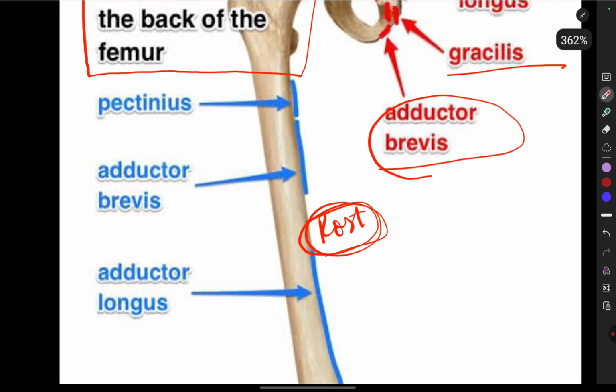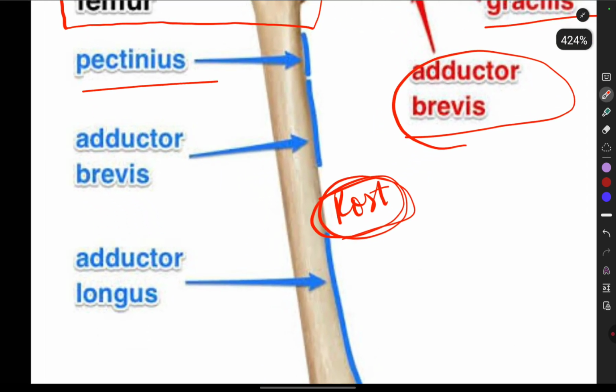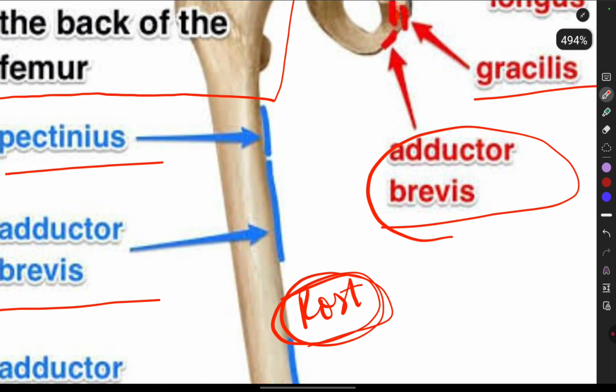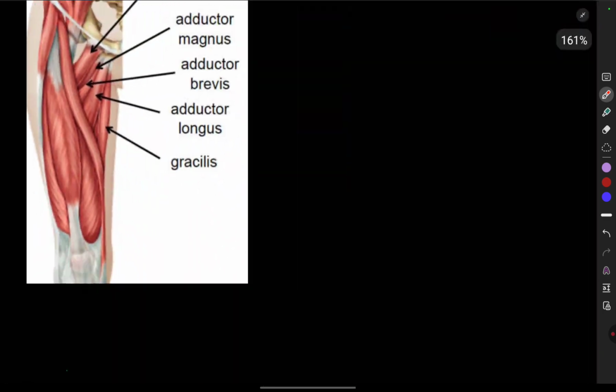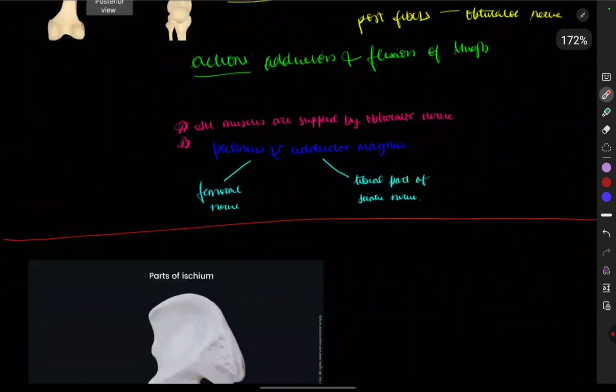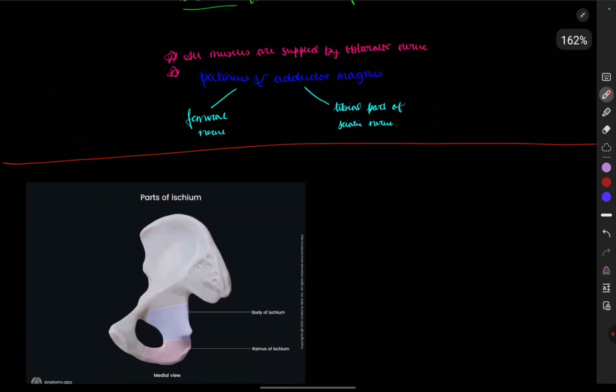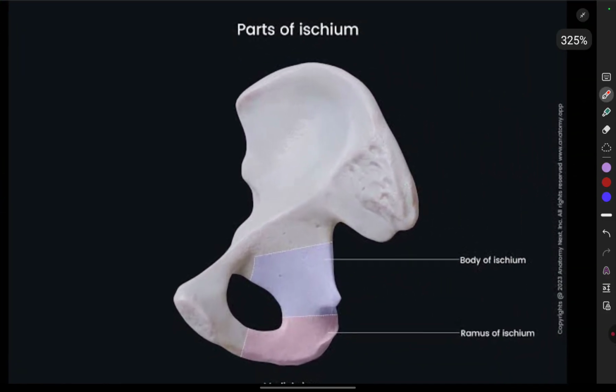They get inserted, okay, see here, pectineus and the adductor brevis and the adductor longus, mostly on the posterior medial surface, and that too in the upper one third, and that too near the linea aspera. Before that, let us see the surface landmarks for a better understanding of the origins and the insertions of the muscles.